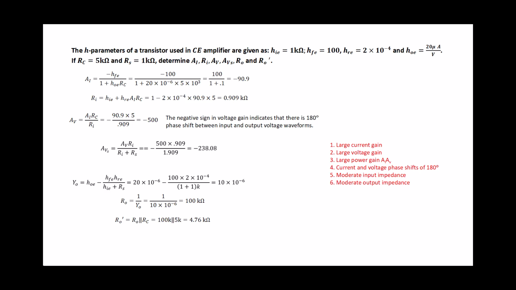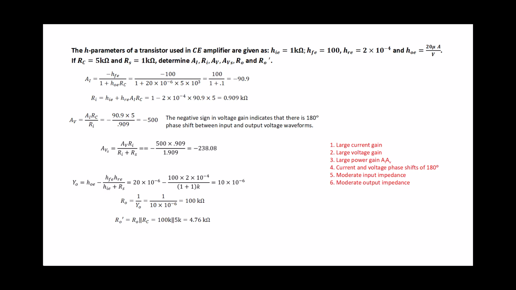Starting with Ai, minus hfe over 1 plus hoe times Rc gives minus 100 over 1 plus 0.1, which works out to minus 90.9. Next Ri, hie plus hre times Ai times Rc. Substituting numbers, 1 kilo ohm minus 2 times 10 to the minus 4 times 90.9 times 5 gives 0.909 kilo ohms. Then Av, Ai times Rc over Ri, which comes out to minus 500.